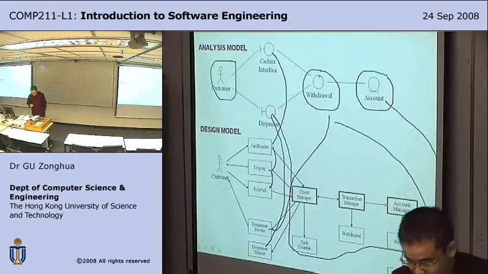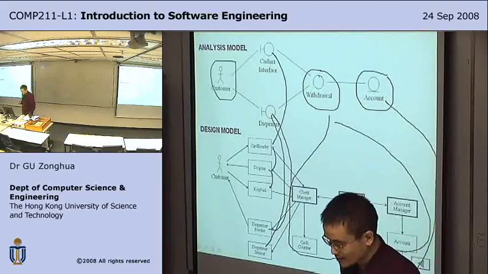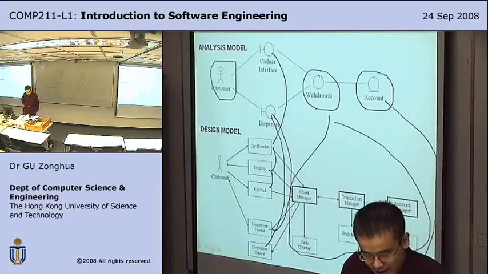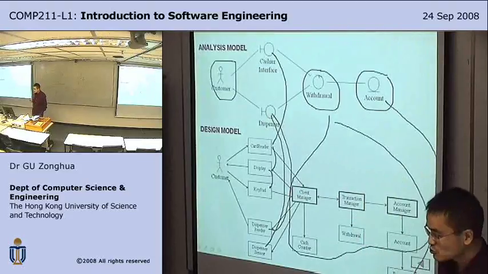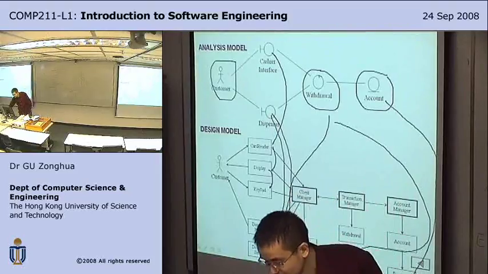So we'll discuss analysis and design models in great detail in the next chapter. So for now, I just need you to understand this is part of the logical view. That is, this describes the system structure, the high-level architecture.